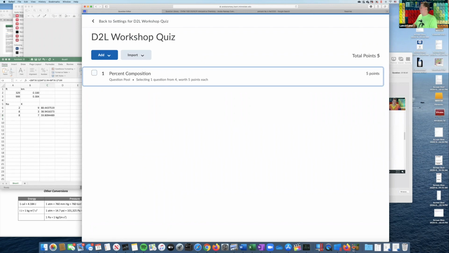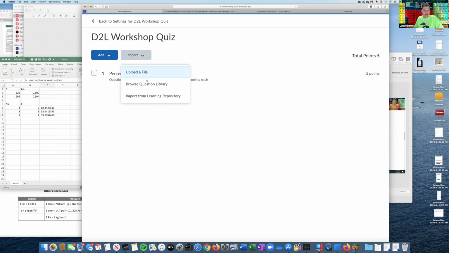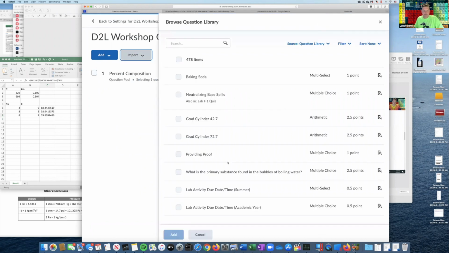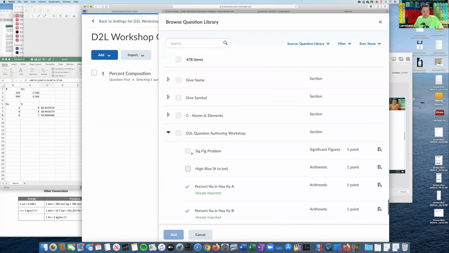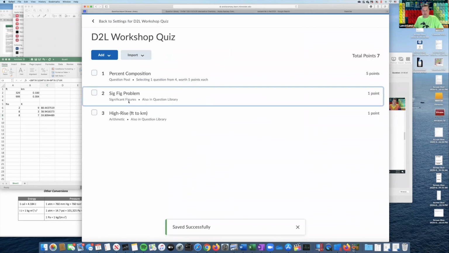And so we got a 1-question exam. We then wanted to add in another question. Let's say we wanted to go back and add in the other questions we added here today. We could add in our sig fig problem and our high-rise problem. We'll add these in. If we want both of these to be part of the test, then they just come in and they're part of the exam already.